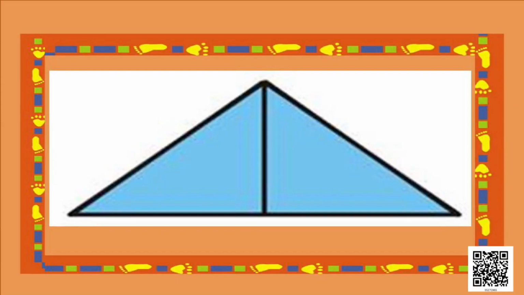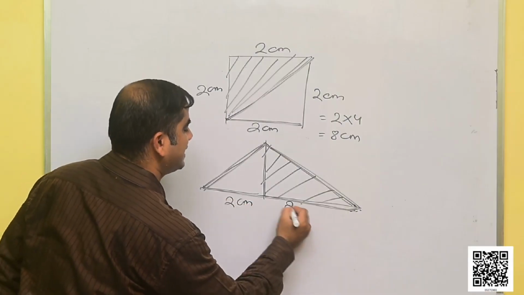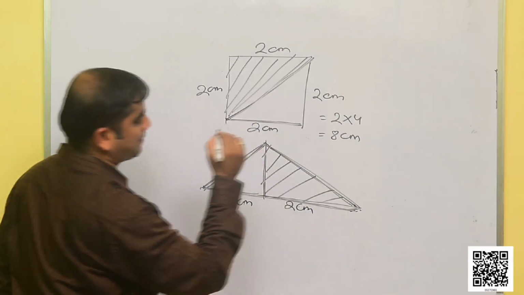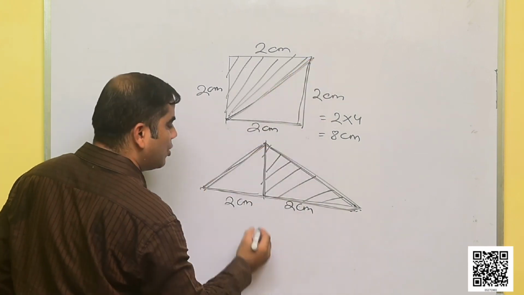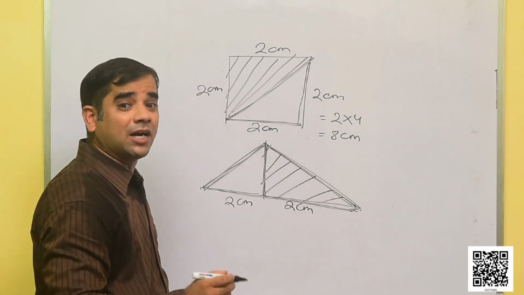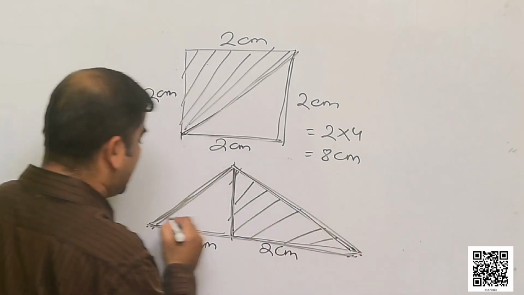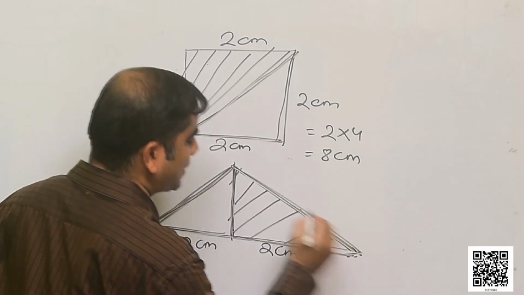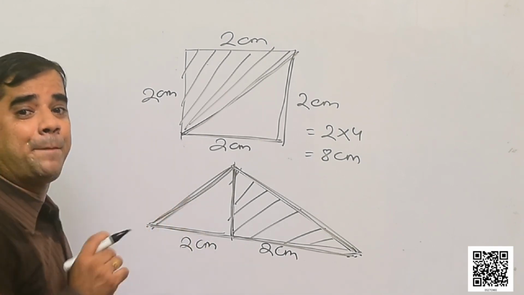So what's happening? These are the sides. This is 2 centimeter, this is 2 centimeter. This is the common side, which is also 2 centimeter, but it is not included in the perimeter or the boundary. Which are the perimeter? So these two sides are included in the perimeter.